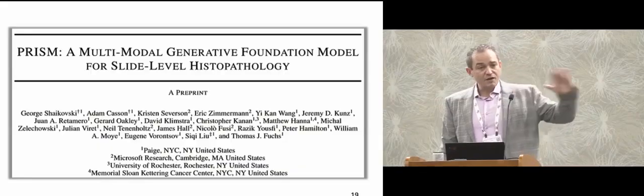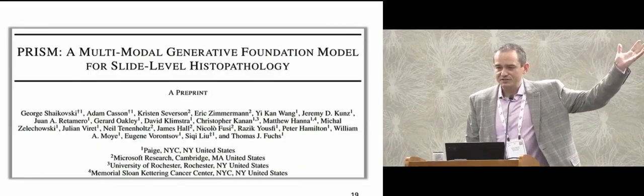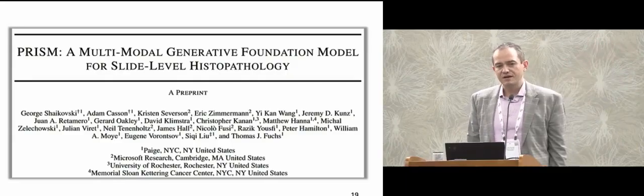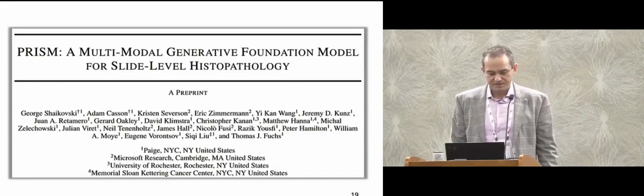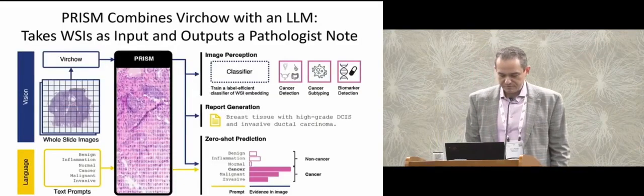Okay, so moving on, what else can we do with them besides train aggregators and make these predictions with classifiers? Well, we can hook them up to a large language model. Now we're talking. Now we're building the ChatGPT for pathology, right? Here we did this in Prism, which is just, I think, an arXiv preprint.